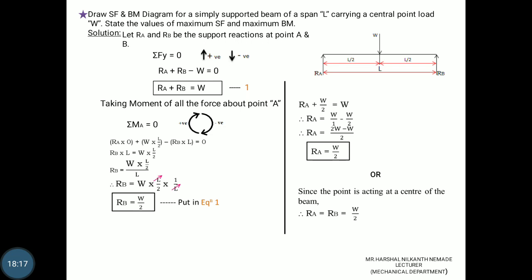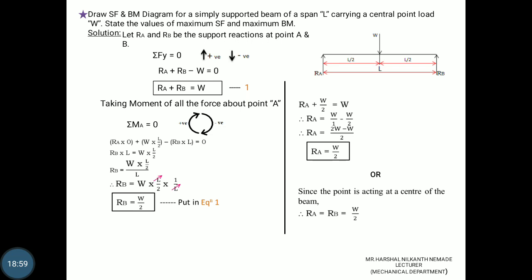Taking moment at point A, summation of moment at A is equal to 0. Clockwise rotation positive, anti-clockwise rotation negative. So RA multiplied by 0, plus W multiplied by L by 2, minus RB multiplied by L is equal to 0. So RB multiplied by L is equal to W into L by 2. Therefore RB is equal to W into L by 2 multiplied by 1 upon L. L gets cancelled, and I will get RB value as W divided by 2.